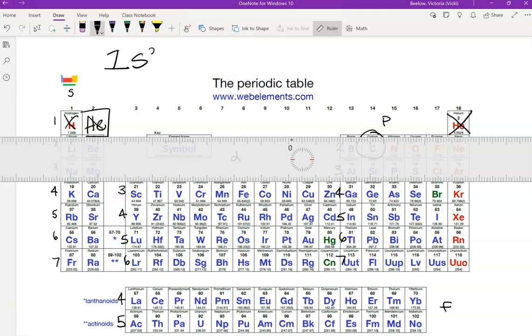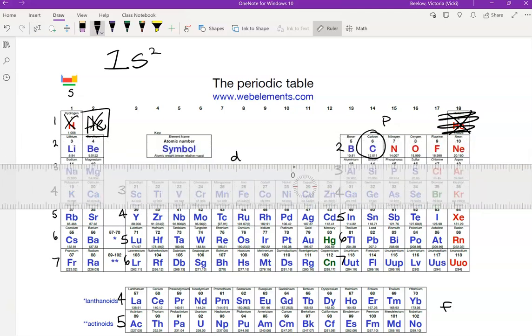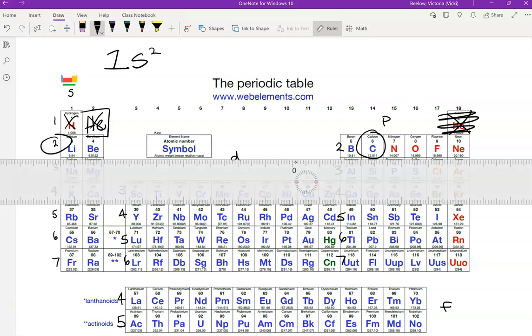1, 2. Okay. Then again, this is crossed off here. And then I'm going to go to the next line. So now I have 2s, and I'm going to count the boxes. 1, 2. 2s2. And this makes sense because in an s orbital, if you remember from the activity, it was that sphere shape. You can only fit 2 electrons in it. So that makes sense that there's a 2 with that.